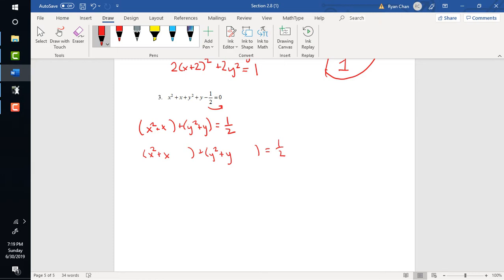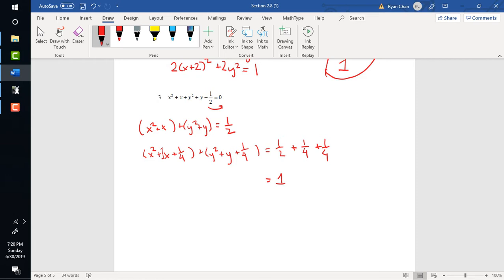So my middle term is 1. 1 divided by 2 is 1/2, and if I square it, it'll become 1/4. This one will also be 1/4 because it's the same one. So now if I add 1/4 and 1/4 on the left, I must add the same thing on the right-hand side to balance it out. So I have 1/4 plus 1/4. If I add it to the right, this is 1.